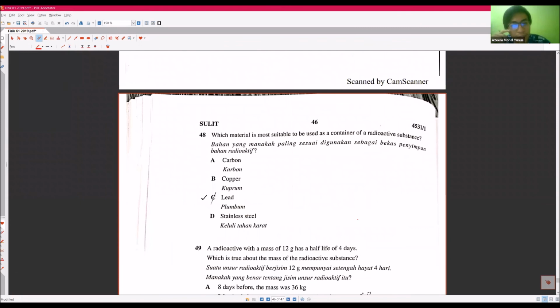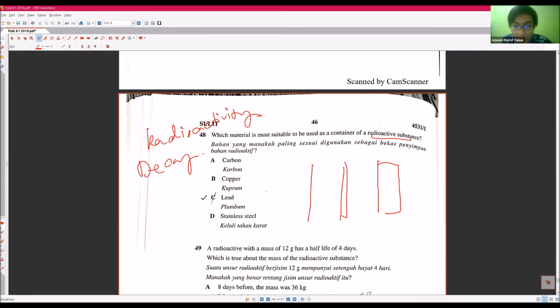48. Which material is more suitable to be used as a container of a radioactive substance? Decay. So if we have memorized the penetrating power: tile, paper, aluminum, lead. So lead is the strongest material, the thickest material that can block all of the radiation.